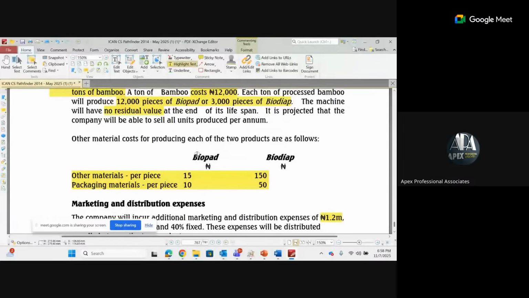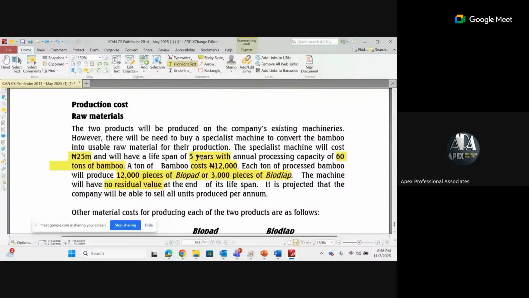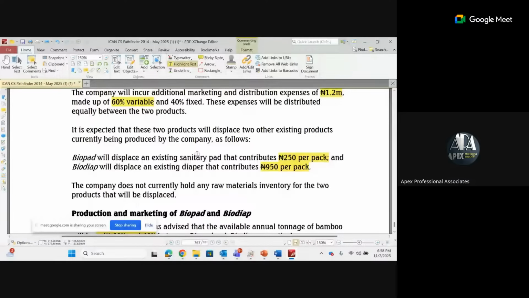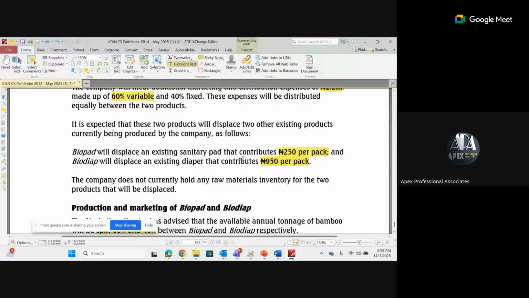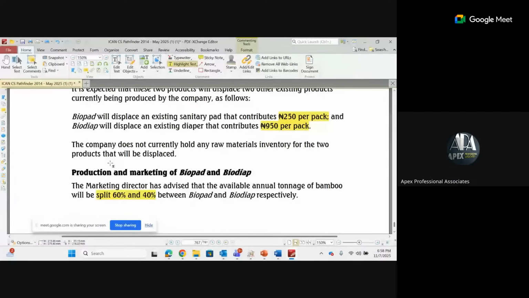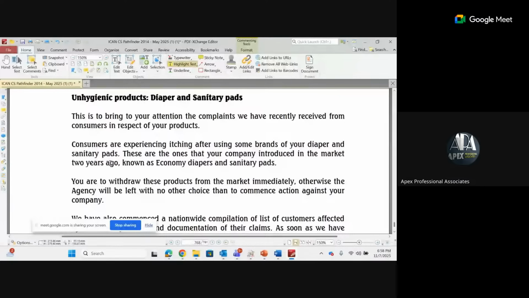Are they the ones displayed there? Let me see whether it forms part of the ones that they are taking out of the market. Another existing sanitary pad accountable 250 per pack, and then currently being produced by the company as follows. Okay, we'll figure that out. But let's move on. Economy diapers and sanitary pads.